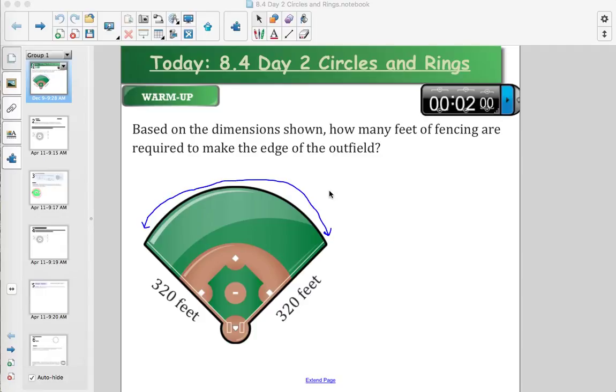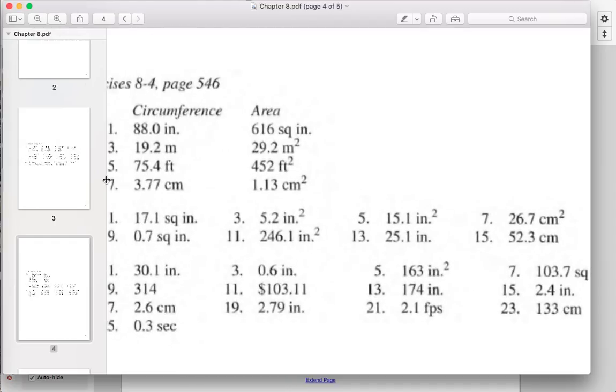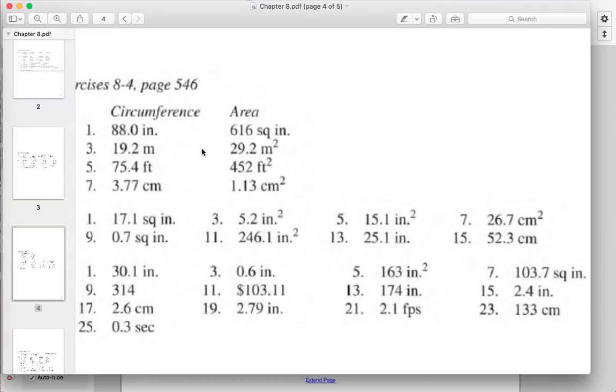With that being said, there were some homework questions that you were assigned for the first section of 8.4, so if you would please have those out. I'm going to put the answers up for those right here. So if you'd like, you could pause the video right now and take a chance to correct your homework from last night. So pause the video now, go through the questions that were assigned and correct yours.